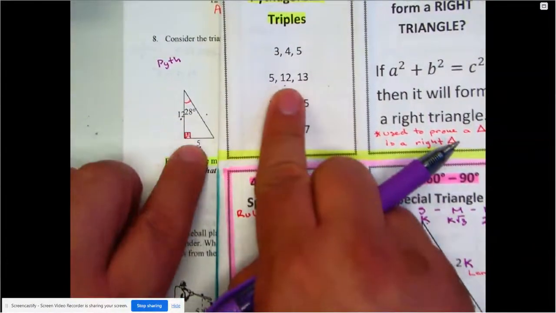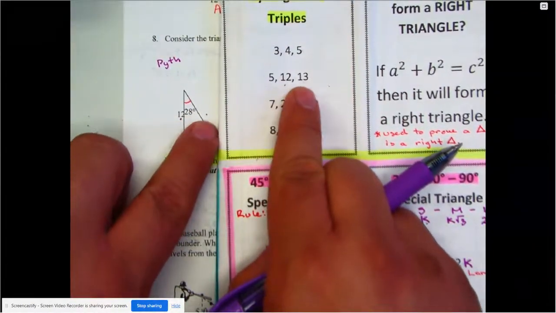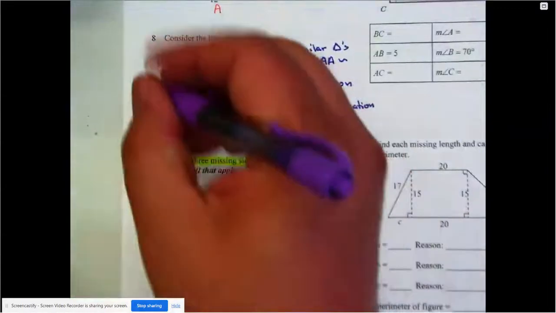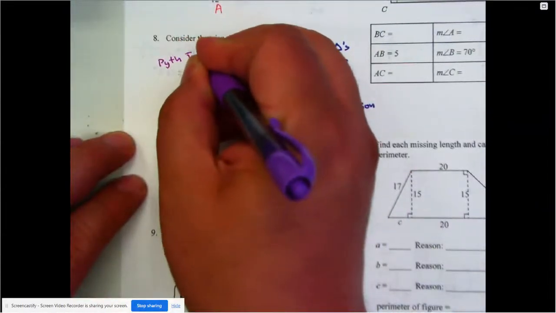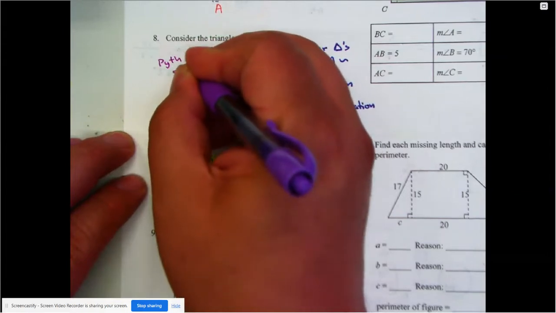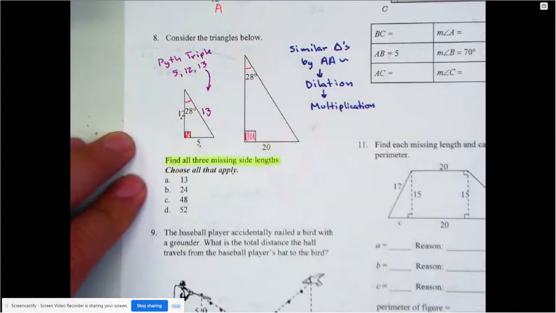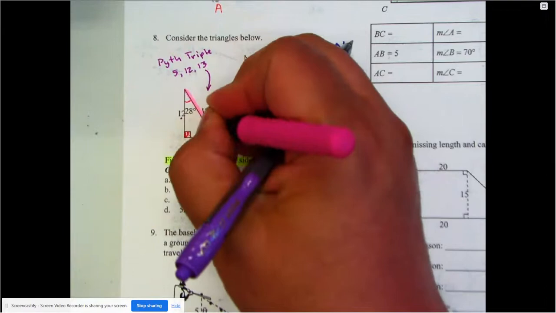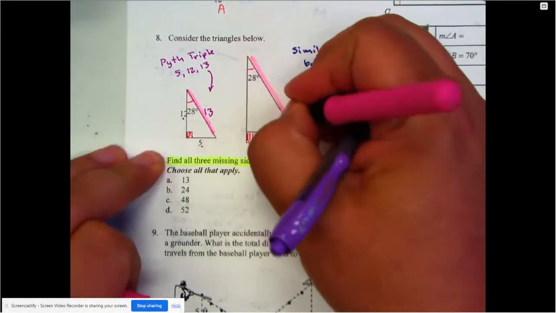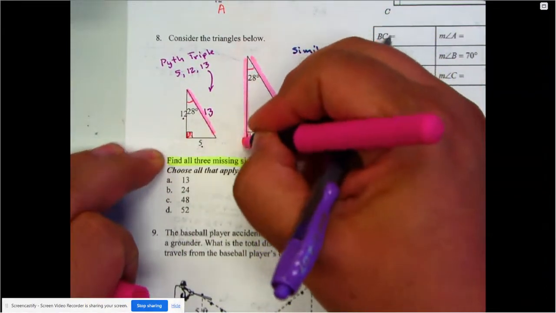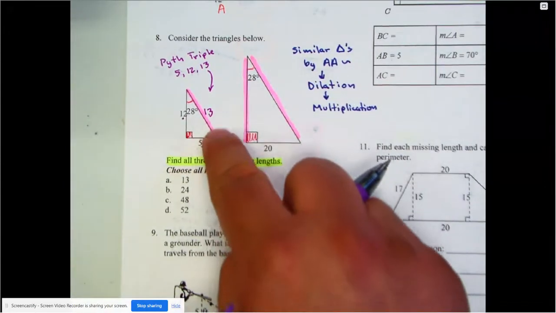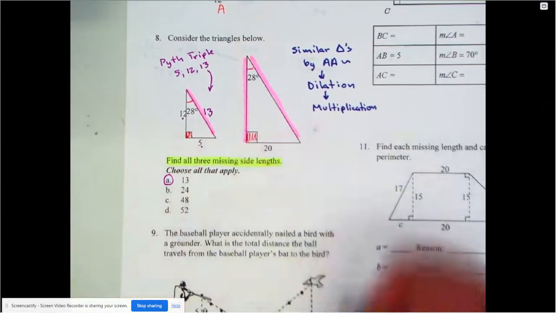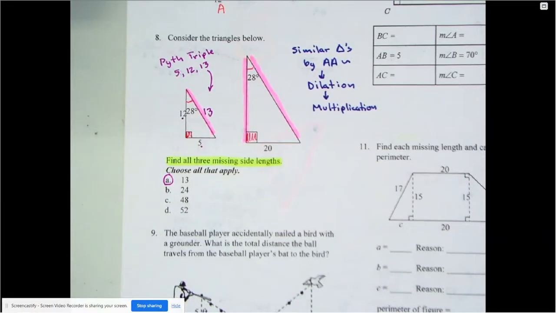In fact, let's see. I have a 5 and a 12. Look at that. Perfect match. That means my third side should be a 13. So I'm going with the Pythagorean triple on this one. 5, 12, 13. And we just found one of the missing sides, which is what they asked for. Notice, I need to find this side, this one, and this one. Those are the three missing sides I'm looking for. Well, I got one of them, and look at that, it's right there. Remember, I'm supposed to pick three answers for this one.